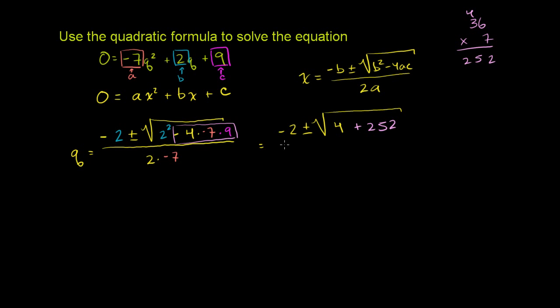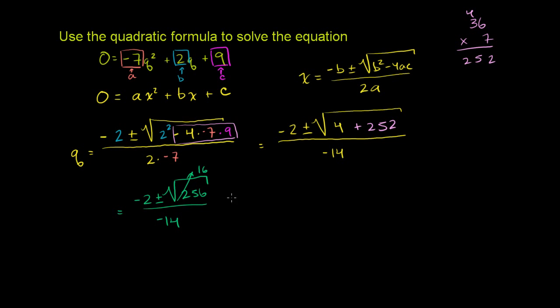And then our denominator, 2 times negative 7 is negative 14. Now what does this equal? This is equal to negative 2 plus or minus the square root of, what's 4 plus 252? It's just 256. All of that over negative 14. And what's the square root of 256? It's 16. You can try it out for yourself. This is 16 times 16. So the square root of 256 is 16.